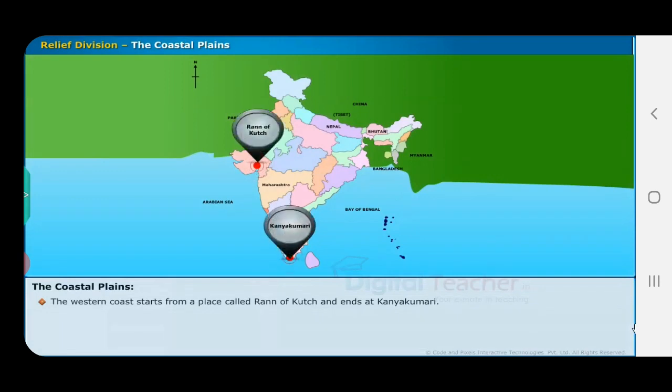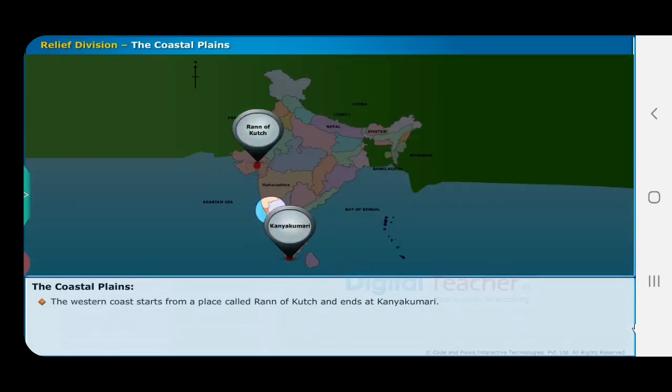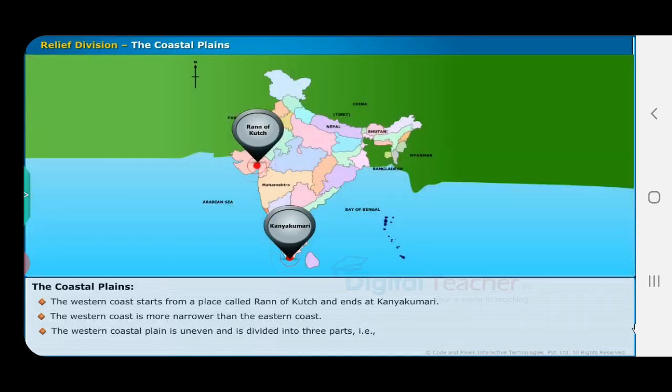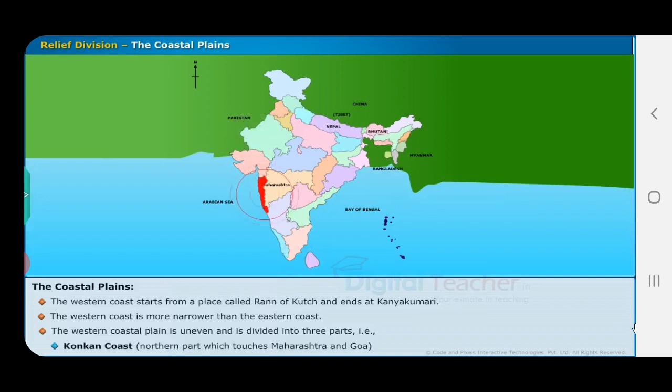The western coast starts from a place called Rann of Kutch and ends at Kanyakumari. The western coast is narrower than the eastern coast. The western coastal plain is uneven and is divided into three parts, that is, Konkan coast, northern part which touches Maharashtra and Goa, Canara, middle part which includes plains of Karnataka, Malabar coast, southern part which is mostly in the state of Kerala.